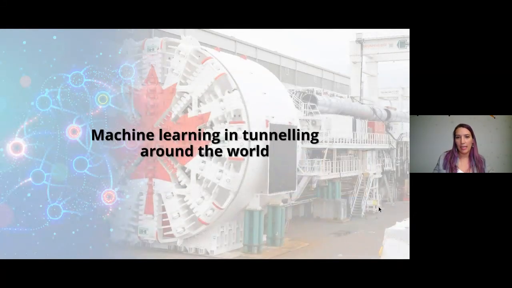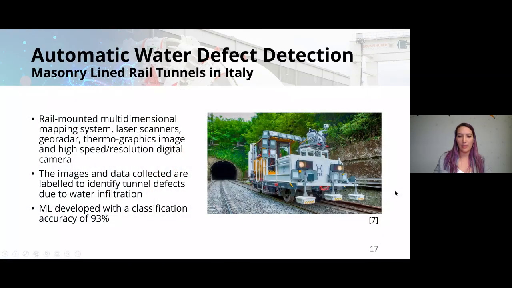I just briefly want to give some other examples of machine learning, both in commercial use and in research in the tunneling realm from around the world. The first one is a project based out of Italy. There's a company called ETS. They developed a system that's rail mounted for their masonry tunnels in order to identify defects in the liner.